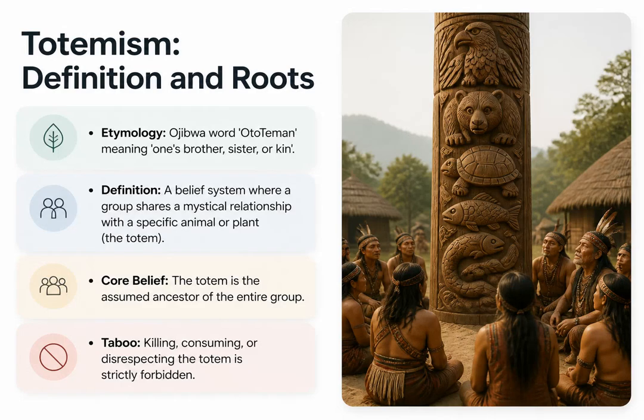Beyond the Golden Bough, Frazer wrote a highly influential article on totemism. The term totem comes from the Ojibwa word ototamen, meaning one's kin or brother. When we add ism, it denotes a belief system. Totemism, as defined by Frazer, is the belief held by a group that they share a mystical, spiritual relationship with a particular animal or plant, their totem. The community treats this totem as their assumed ancestor, believing their ultimate origin traces back to it. Because of this sacred kinship, killing, consuming, or disrespecting the totem animal or plant is strictly forbidden.